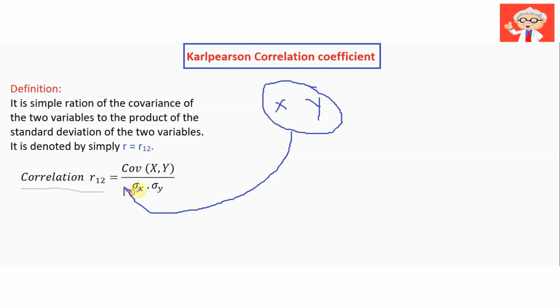To determine the correlation coefficient, we use this formula. It is exactly a ratio of the covariance. The numerator is the covariance, and the denominator is the product of the two standard deviations. Hence, the Karl Pearson correlation coefficient can be defined as the ratio of covariance to the product of standard deviations of the two variables. But to determine the correlation coefficient between any two variables, we use different formulas, which are discussed here.